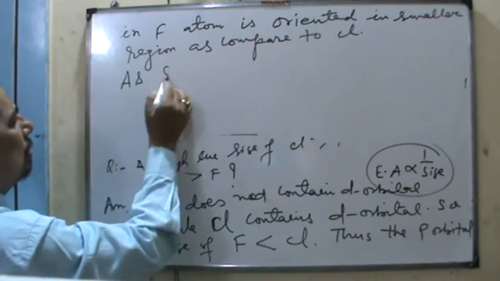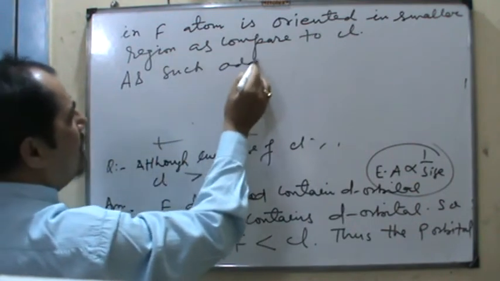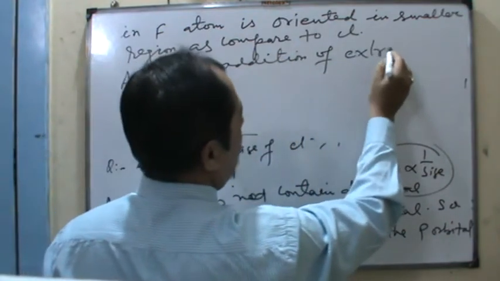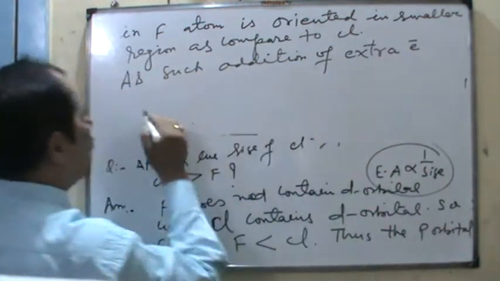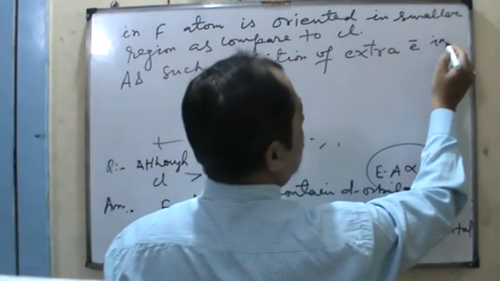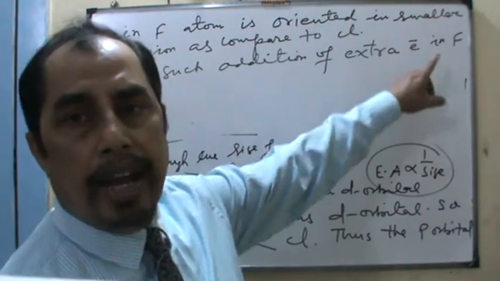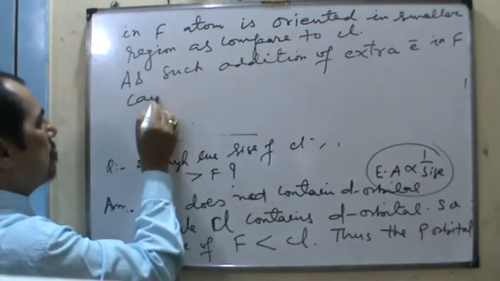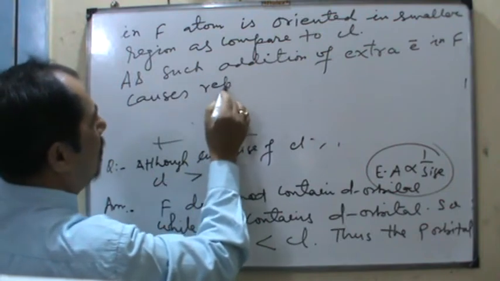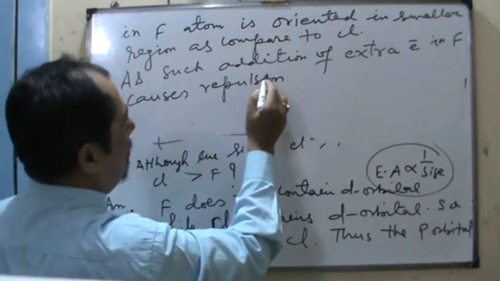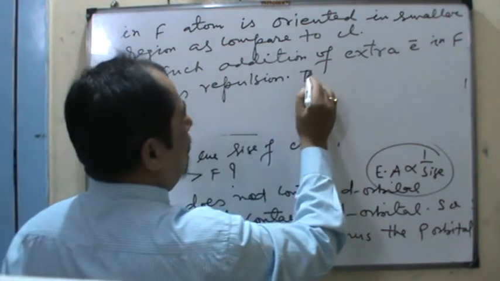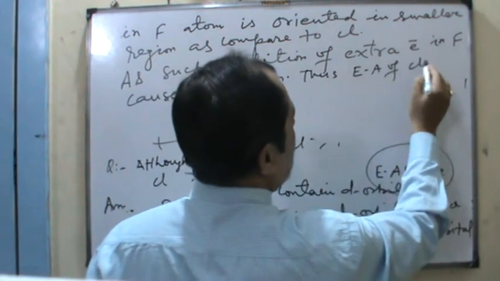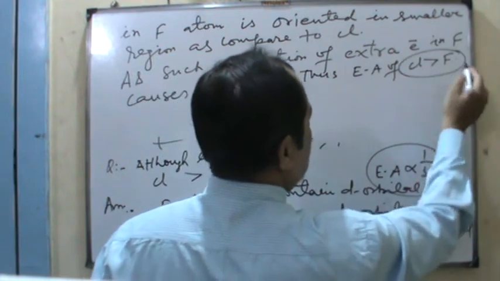As such, addition of an extra electron in fluorine causes repulsion. Thus, electron affinity of chlorine is greater than fluorine.